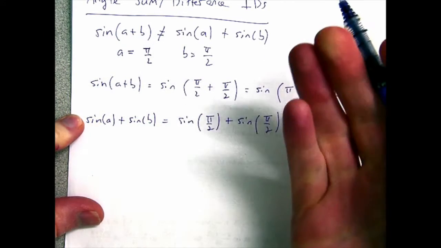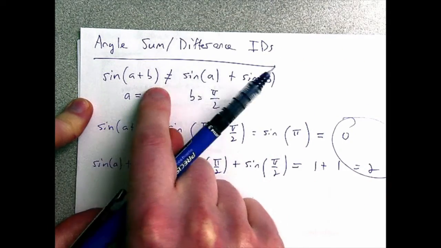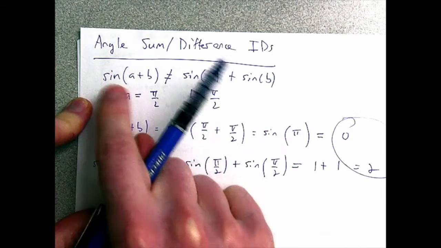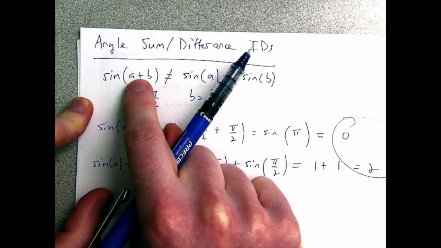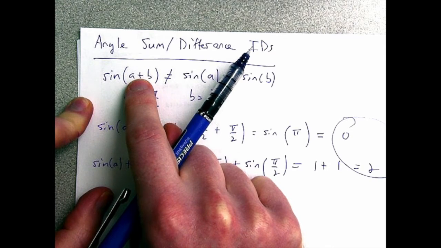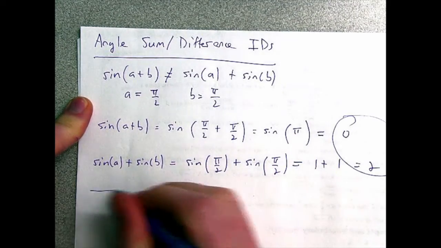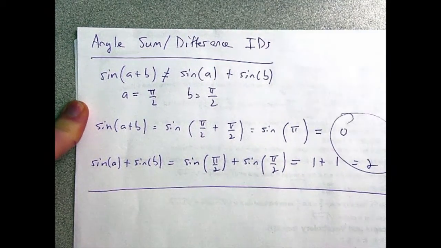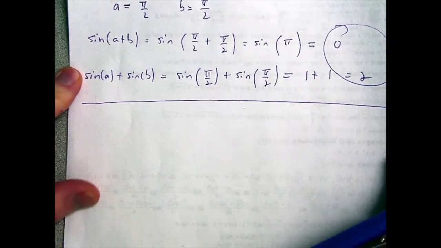So the question is, if this isn't the rule for the sine of the sum of two angles, then what is? Is there a rule for when we have two angles being added or subtracted inside of a sine or a cosine function? Is there some identity that we can use? And there is. So that brings us to the angle sum and difference identities.